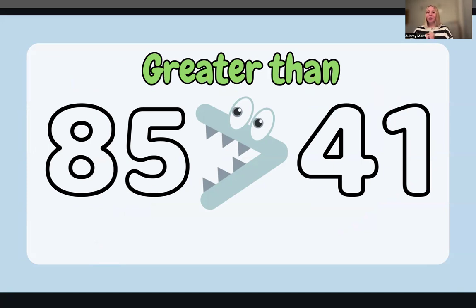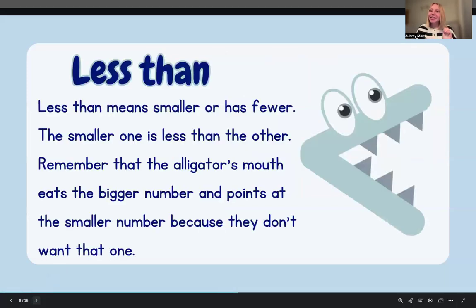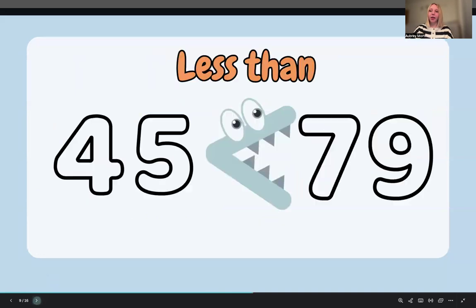So you guys are gonna repeat after me. 85 is greater than 41. Perfect. So now we're going to move on to our next symbol, which is less than. Less than means it's smaller or it has fewer. So the alligator does not want the smaller number, so it's just going to point at it. Its mouth is still going to open towards the bigger number and point at the smaller one.